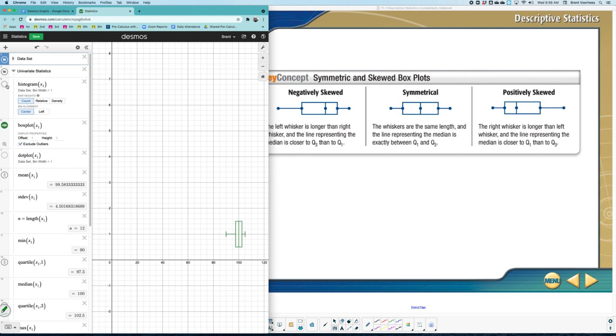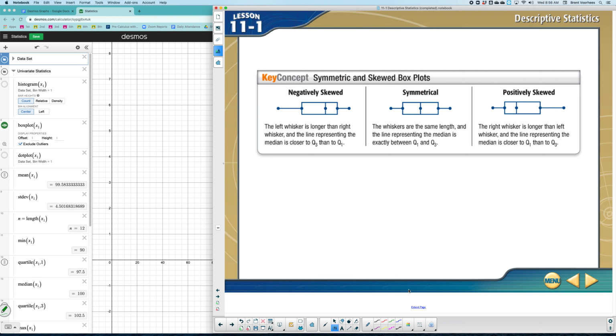Now let me put them one on top of the other, and you can see that this data does seem to be left skewed, but it's easier to tell on the box plot that it's left skewed, that the whisker is longer on the left side than the right. Okay, so now let's go to a new example.